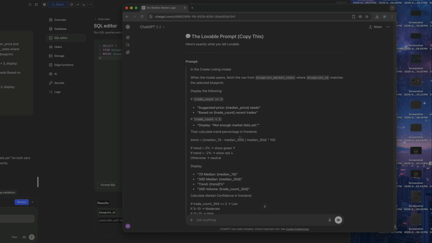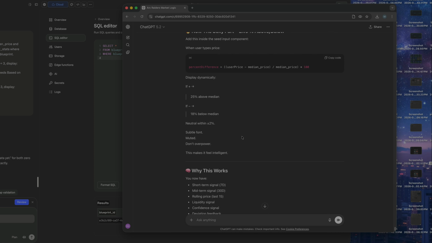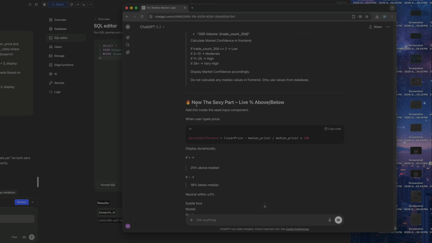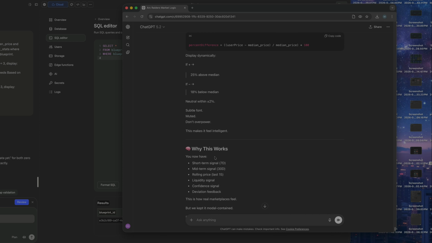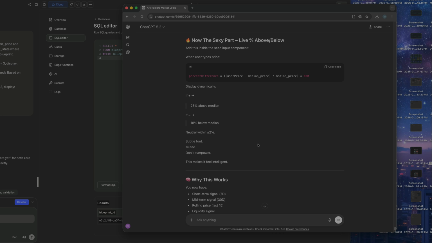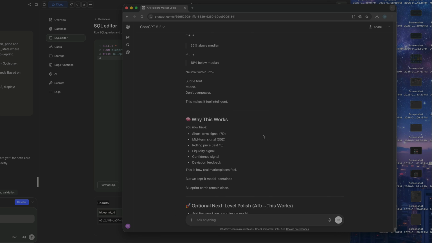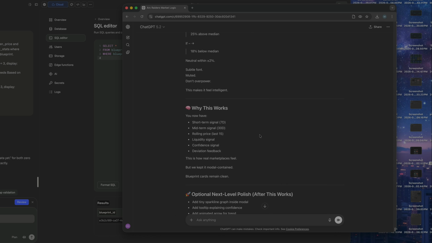Okay? That level will copy this. Oh shit, she's still pumping. Now the sexy part: percent above. Add this inside the seed input component. What did he say? Now the sexy part. Live percentage of margin. Add this inside the seed input component when the user types a price display.